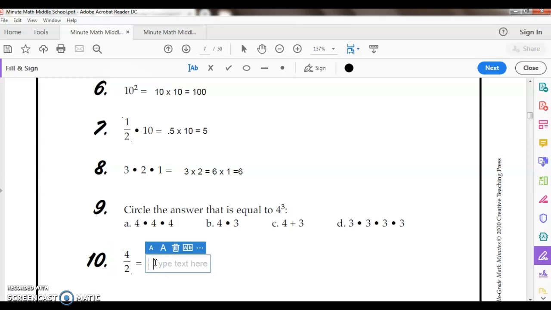Okay, moving on. 4 divided by 2, that's pretty much what it's asking when it comes to something like this. So 4 divided by 2 equals 2.